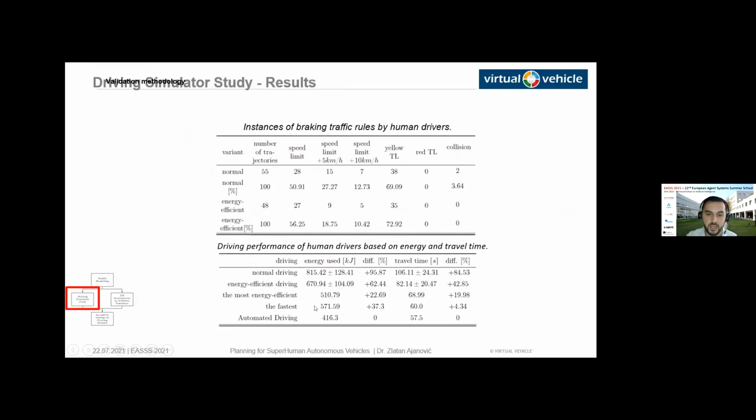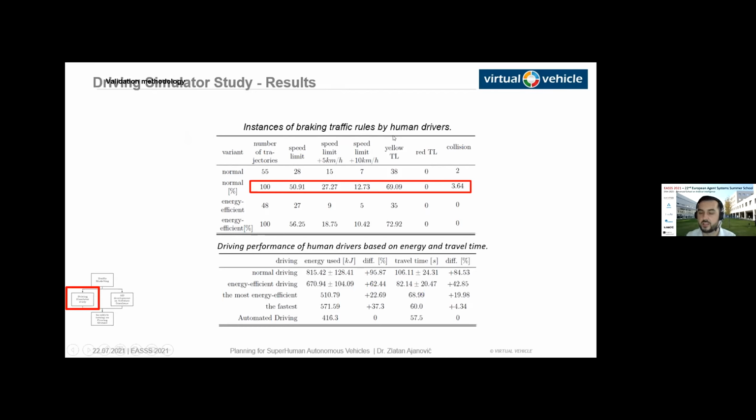and analyze them properly. So what we found out is that for all of the drivers, we told them that they can drive normally, how they usually drive, and we also gave them some inputs to drive energy efficiently. But what you can see here is that we had also some collisions. So we had 2 collisions occurring in 100 trajectories, and 50% of the people broke the speed limit, and 12% broke it by even plus 10 kilometers per hour, and 70% went through the yellow light.